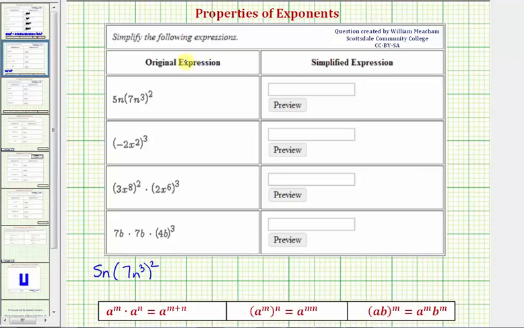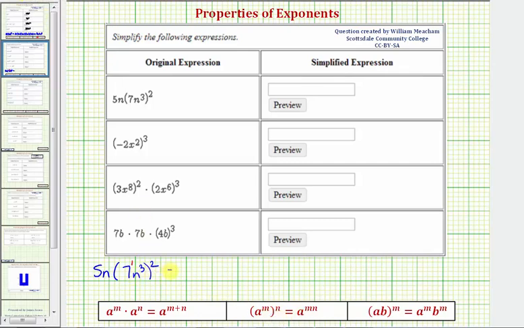We want to simplify the given expressions using the properties of exponents given here below for reference. We first have 5n times (7n to the third) raised to the second power. Looking inside the parentheses, 7n to the third means 7 to the first times n to the third, and therefore here we have powers raised to powers, so we multiply the exponents.